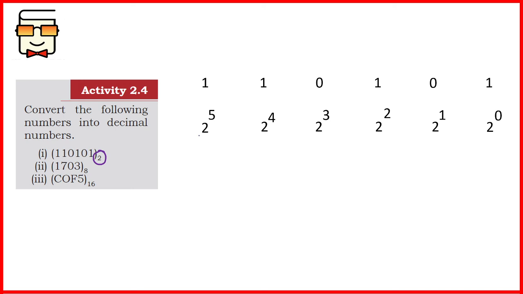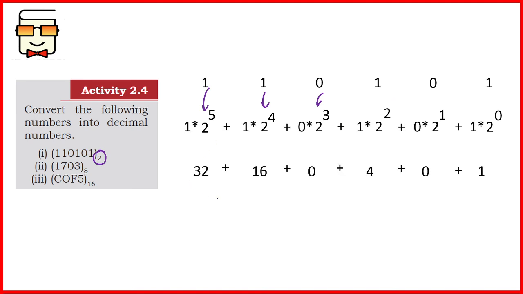Okay. Now you have to multiply by the corresponding value of the digits. So this will be multiplied by 1, this will be multiplied by 0, and so on. Okay. Then you have to add all of them, and simplifying them you have to write the final answer. Okay. So the answer for first part is 53 as a decimal number.